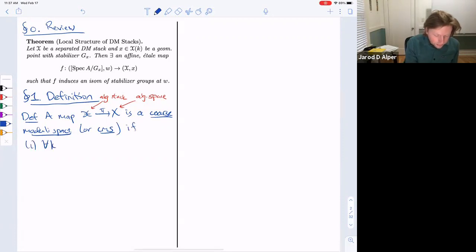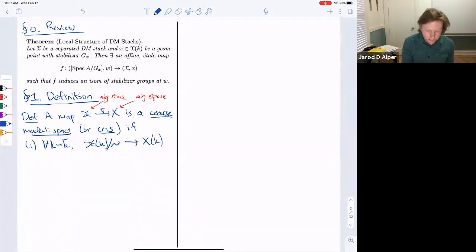First, you need that for all geometric points, so for all algebraically closed fields K, the natural map is a bijection. If I take the K-valued points of the stack, this is a groupoid, and so I could take the underlying set of equivalence classes of objects, and that maps to the K-points of the algebraic space. And I want this to be bijective. This notation here means the isomorphism classes of objects in the groupoid. We're requiring that this map of sets be a bijection for all algebraically closed fields K.